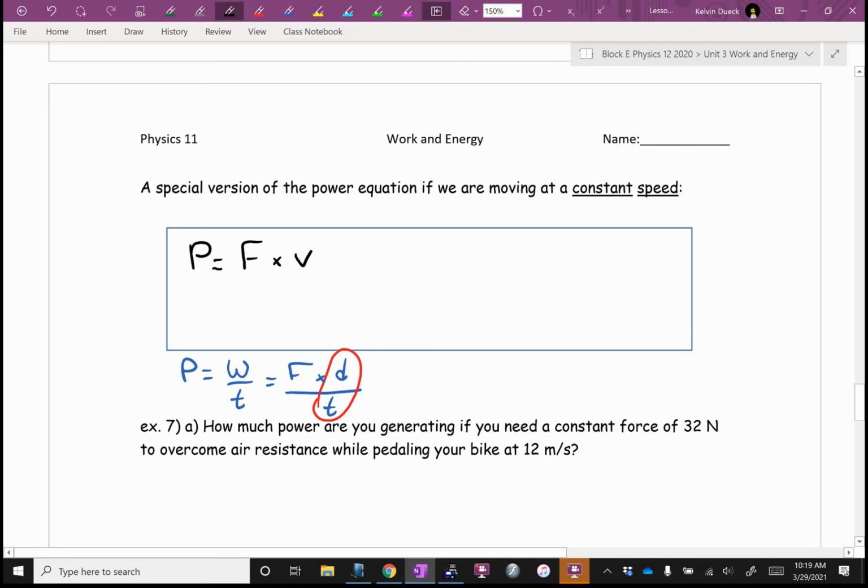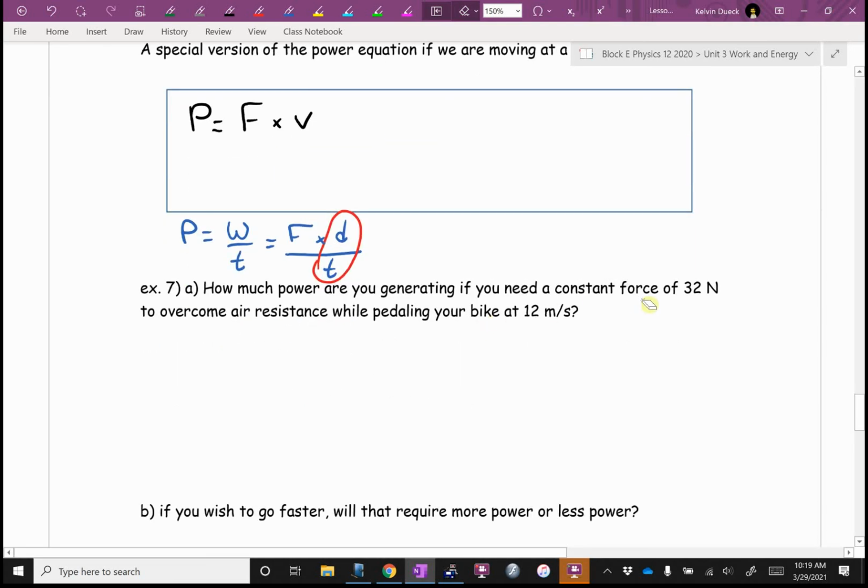Mr. Dewick, how can you have a force but not be accelerating? It just means there's another force in the opposite direction. You know what? Let me give you a good example. If you've ever ridden your bike as fast as you can, eventually you can't speed up. And that's because the force that your bike is applying to push you forwards is exactly being canceled out by air resistance. Okay? So how much power are you generating if you need a constant force of 32 newtons to overcome air resistance while pedaling your bike at 12 meters per second?